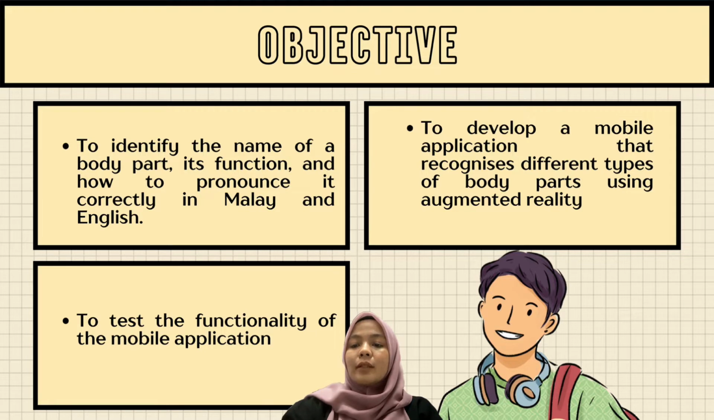Next is objective. The first one is to identify the name of body part, its function, and how to pronounce it correctly in Malay and English. Second is to develop a mobile application that recognizes different types of body part using augmented reality. The last one is to test the functionalities of the mobile application.